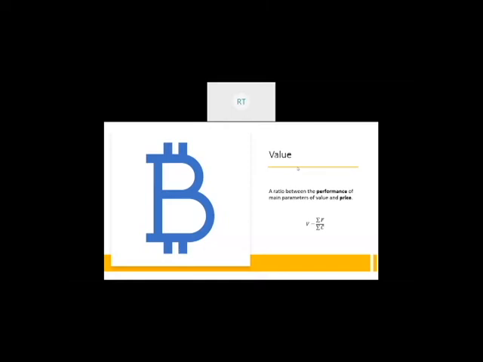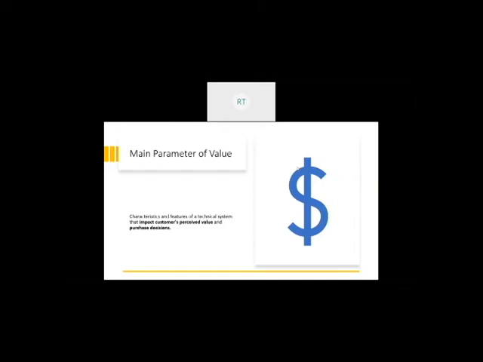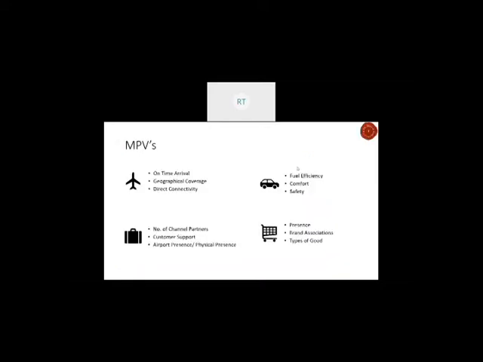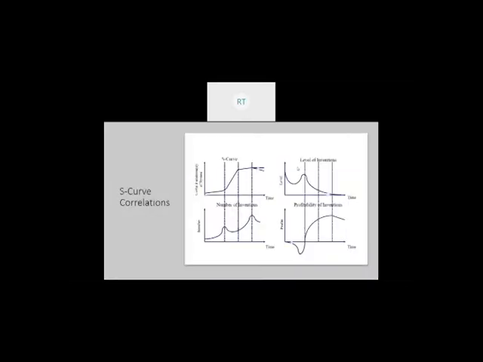So up till now we have understood what S curve is, and the S curve generally has 5 different stages, as you would see on this graph. Stage 1, there is something that's called the transitional stage, stage 2, stage 3, and stage 4. The S curve is dependent on the main parameter of value. Its axis is representing the main parameter of value. Then we've understood what are the various examples of main parameter of value. Then we have studied what exactly value means. Now we move on to what is called the S curve correlations.